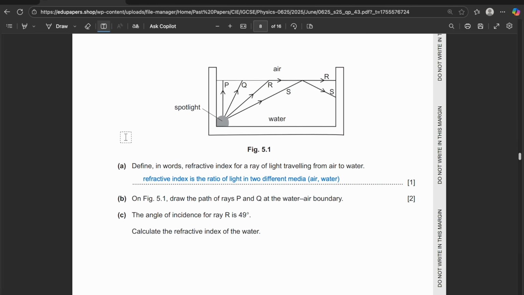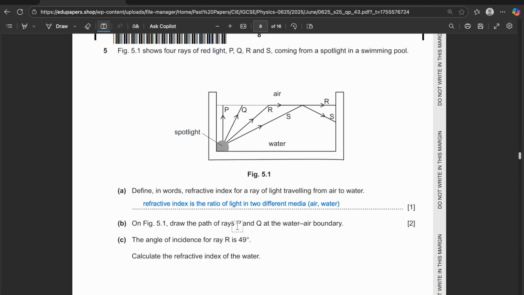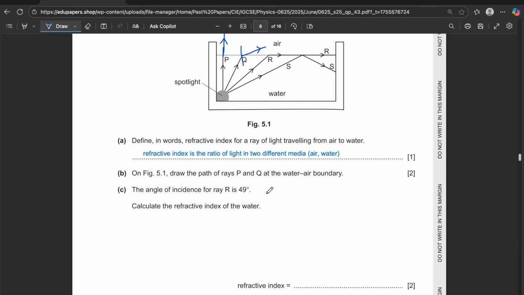B, on figure 5.1, draw the paths of rays P and Q at the water-air boundary. This one is going along the normal, so we'll just continue like this. It will not refract. Now this is the boundary, and light will travel faster in air, so it will bend away from the normal. Don't forget the arrows as well.